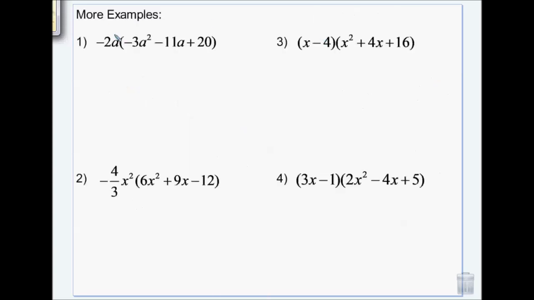Examples. Straight distribution. So 2 times 3 is positive 6, and that's going to be a to the third, plus 22a squared minus 40a. I have no like terms, so I'm done. Okay. If you don't like the table, then do the modified FOIL.